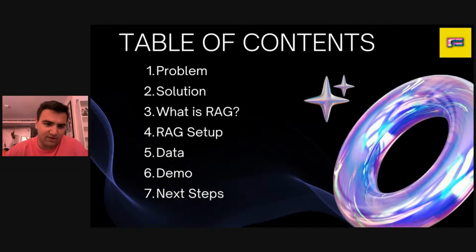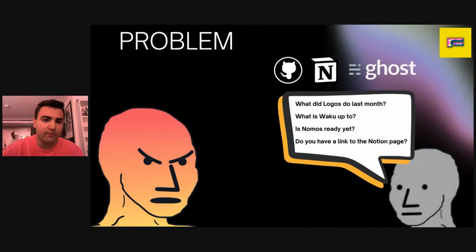So today's agenda is quite straightforward. First of all, we're going to start off with what the problem is and why we're even here when it comes to this RAG solution. We're going to go over what we've built. I'm going to quickly explain what RAG is, what the current setup is, give you an overview of what the data is that we've collected so far, a quick demo, and then the next steps moving forward on how we can improve it.